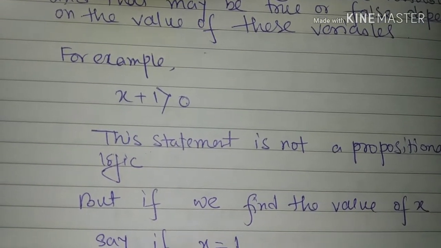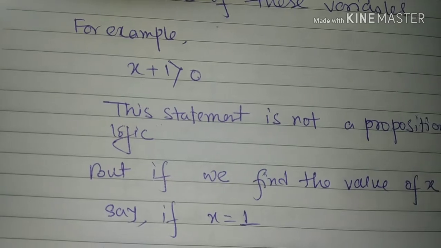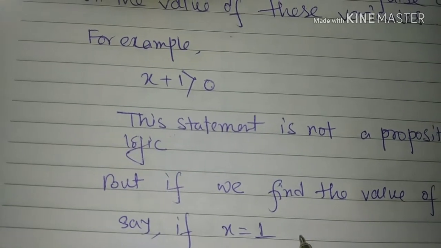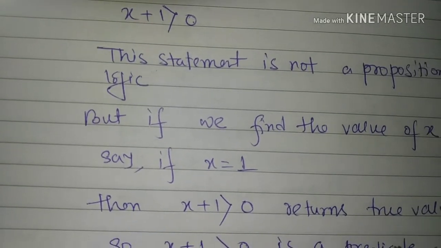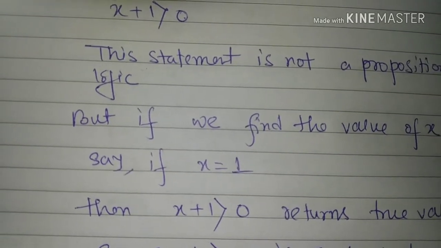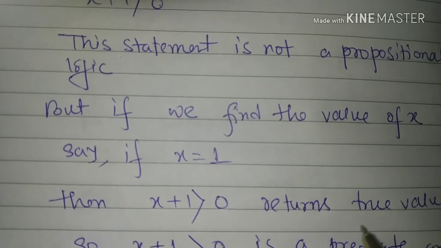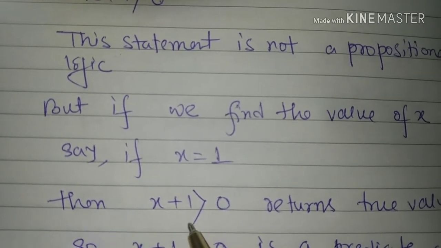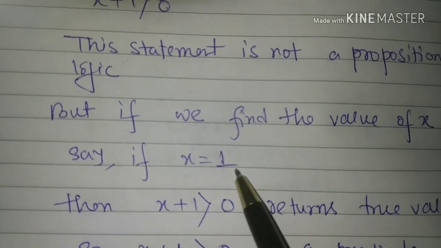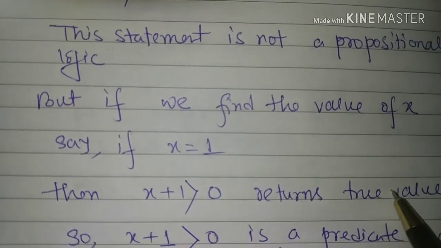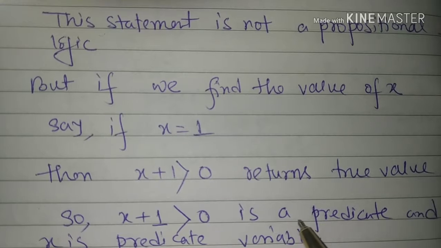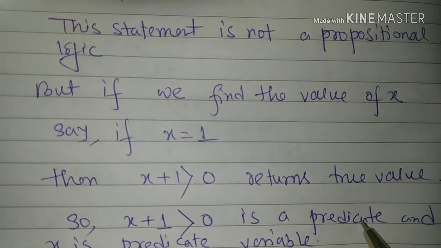But if we find the value of x, say if x is equal to 1, then x plus 1 will be 2, and 2 greater than 0 returns a true value. So x plus 1 greater than 0 is a predicate.